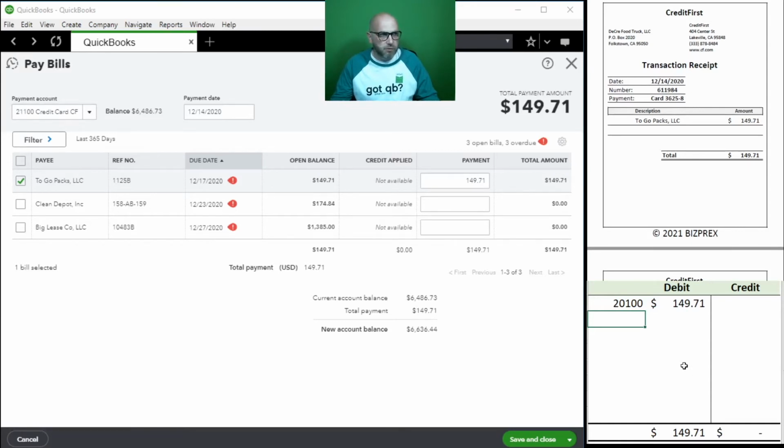21,100. That's our general ledger account number for that one. And it is a liability, and liabilities go up when credited. So we will owe more money to the bank on that credit card. So this liability goes up, but at the same time, we're paying To Go Packs, and our liability with them through accounts payable will be reduced, and therefore it is debited.